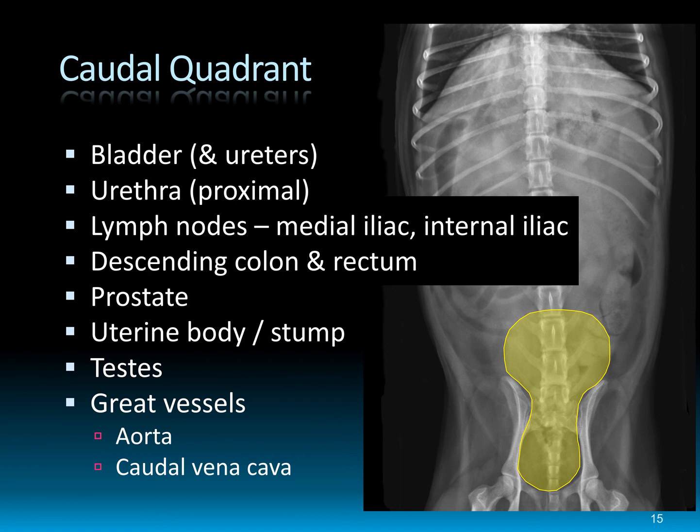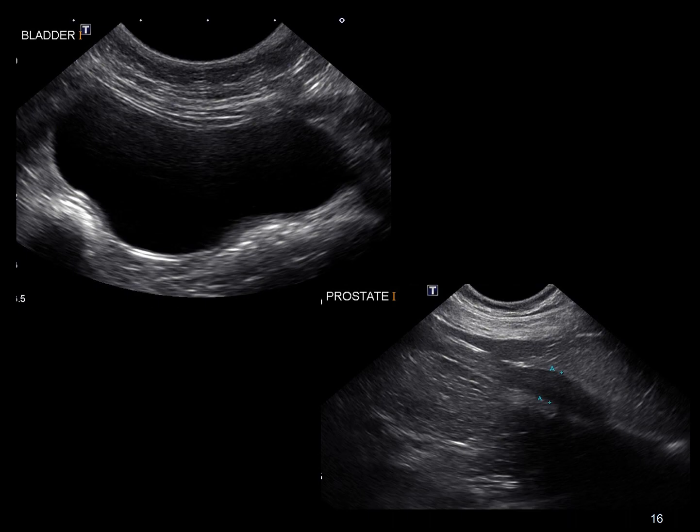You should look for lymph nodes. We can generally find medial iliac and internal iliac lymph nodes back here caudally around the aortic trifurcation. You're going to want to look for the descending colon and rectum. Again, what part of it you can see until it goes fully into the pelvis. Prostate in the animals that have those. Uterine body in the other half of the animals that have those. Testicles, if they're retained, they're in the abdomen. Even if they're outside the abdomen, we usually look at them here just to be all-inclusive. And of course, once again, you've got your great vessels.